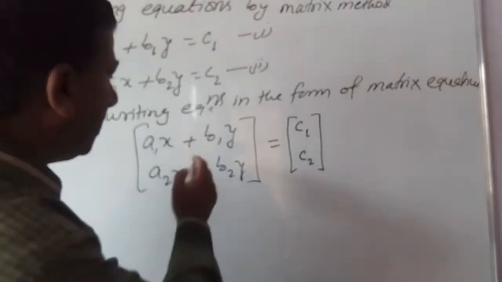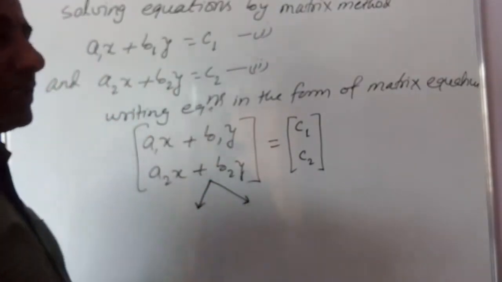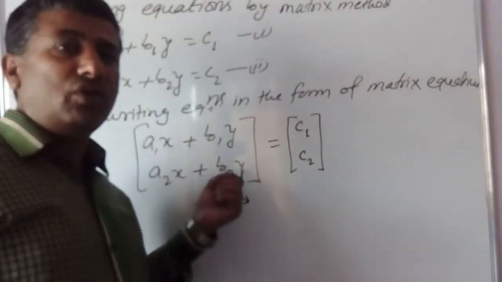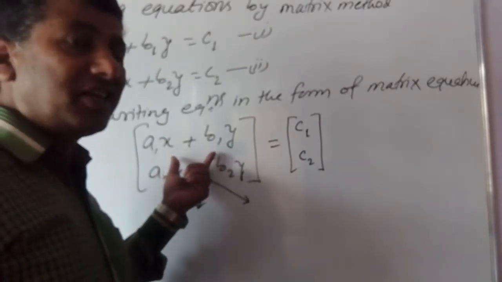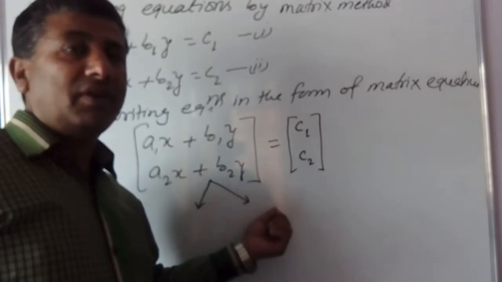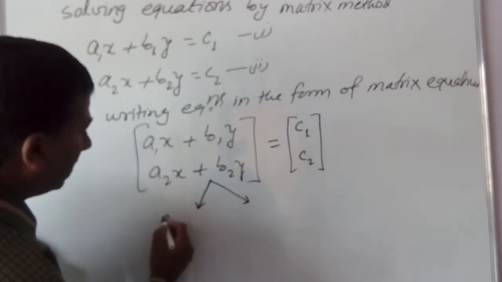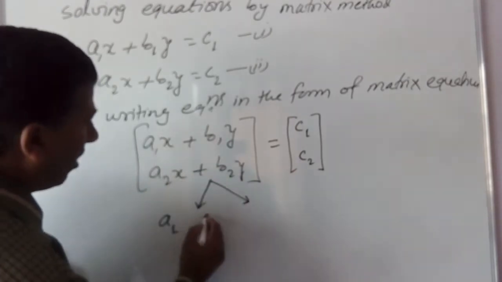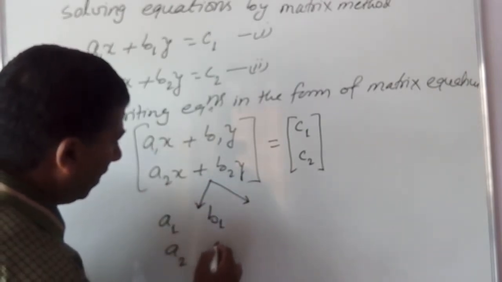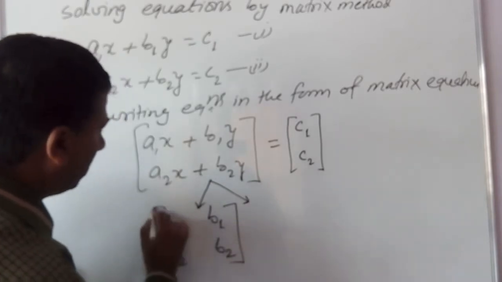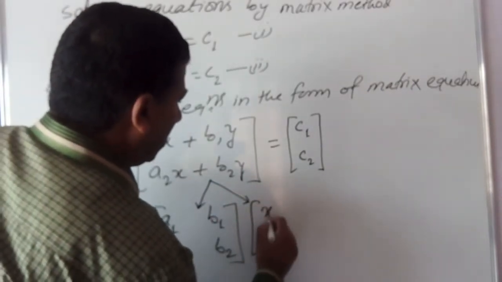Now I'll split this equation into two. I'll change the left hand side into two matrices. One matrix I write is the matrix of coefficients, and another one is the matrix of variables, that is x, y. I write the coefficient matrix: a1, b1, a2, b2. This is a matrix which we call the coefficient matrix, and this one is x, y.